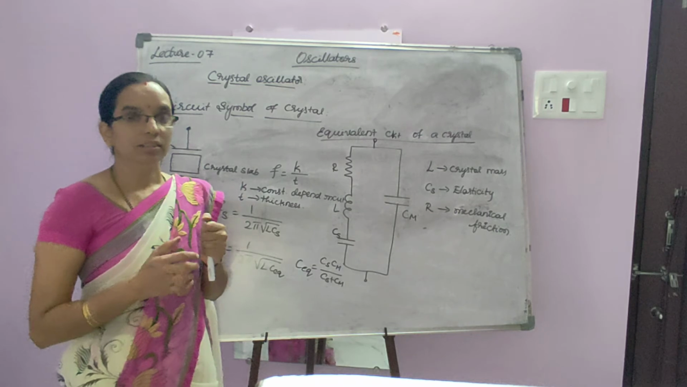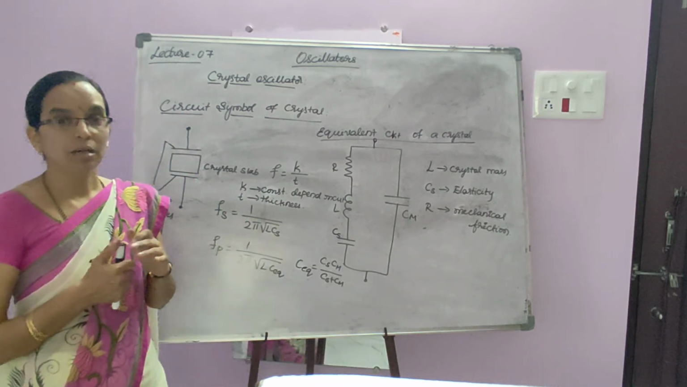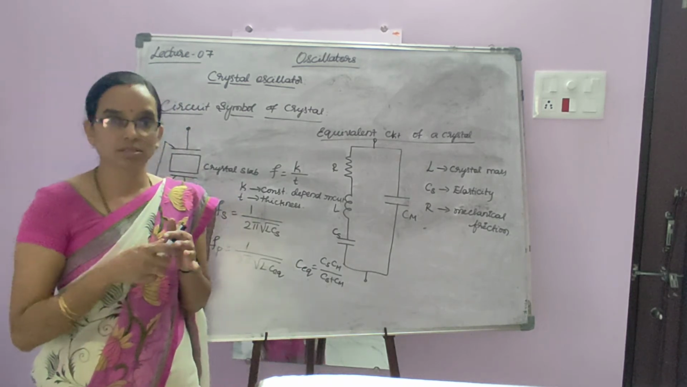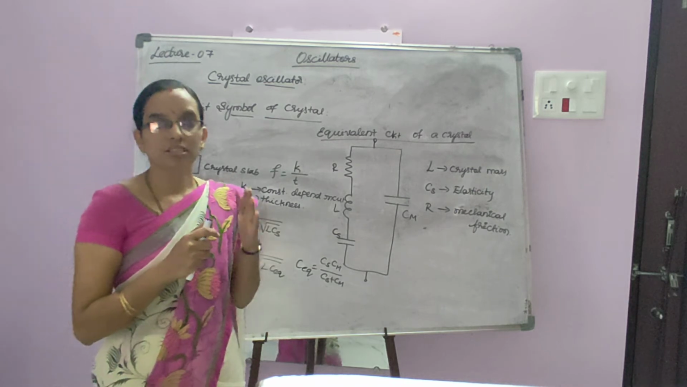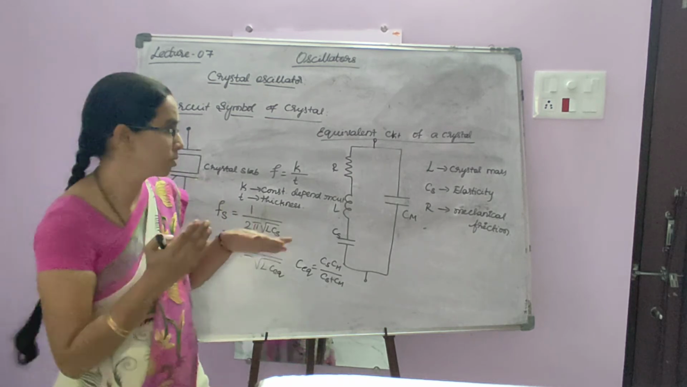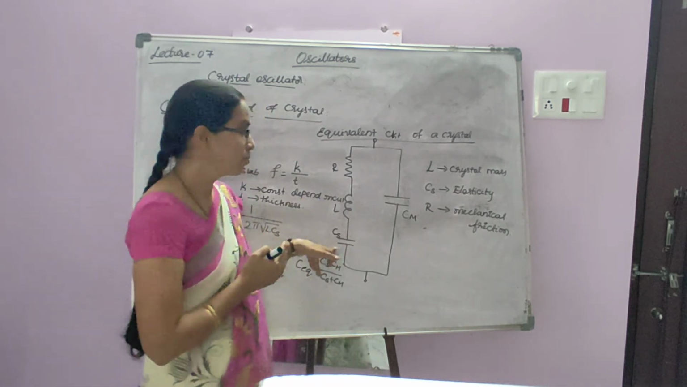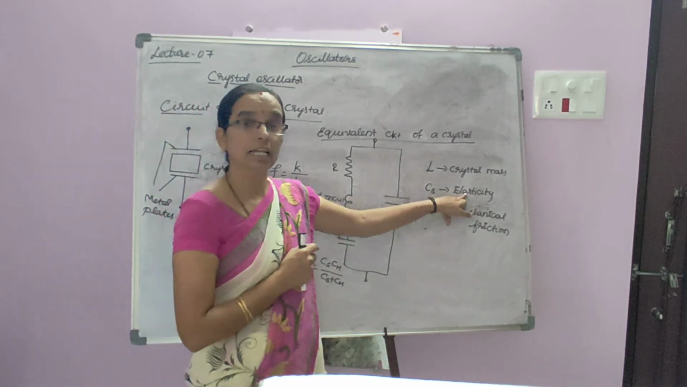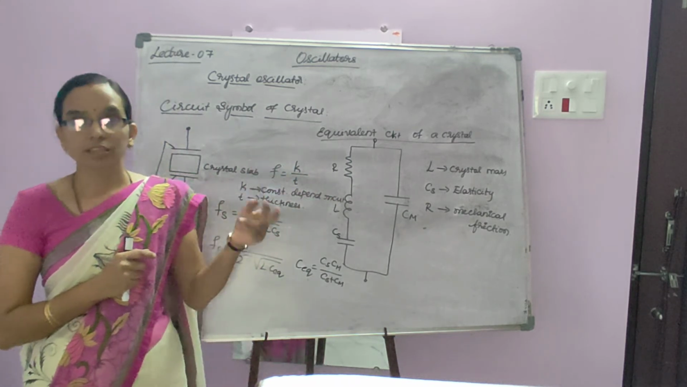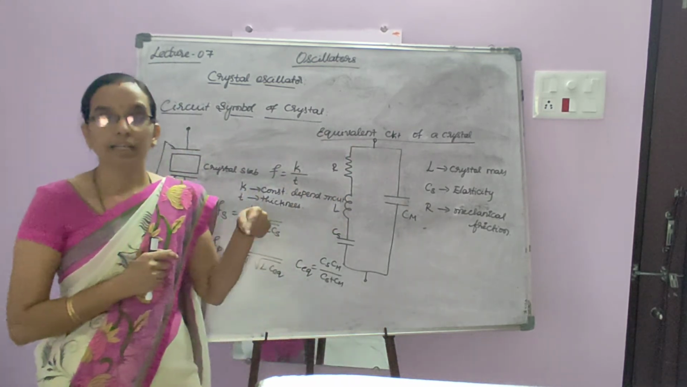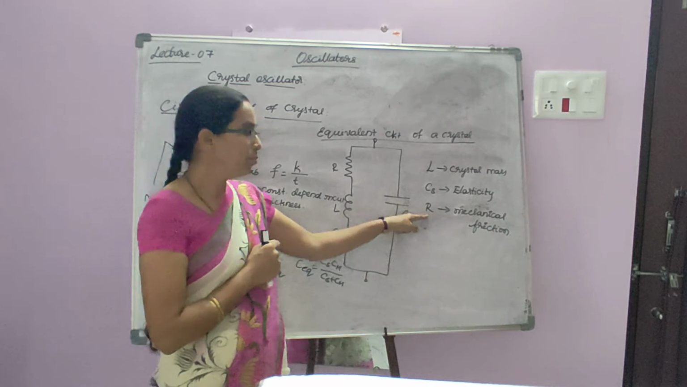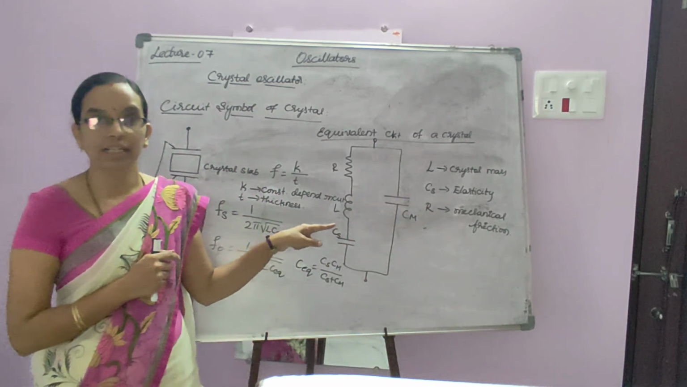Mass is the basic property of all matter. Mass is one which opposes or resists the external force on any body. And capacitor Cs is the electrical equivalent of the elasticity of the crystal. Elasticity is nothing but, when the crystal is vibrating, its ability to get back to its original shape and original position. And R behaves as the electrical equivalent of mechanical friction.